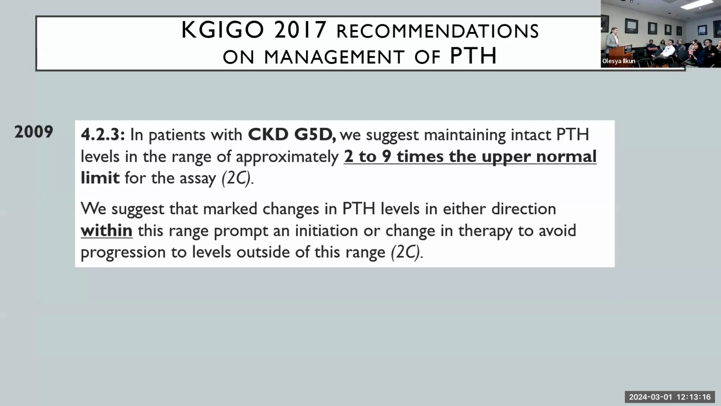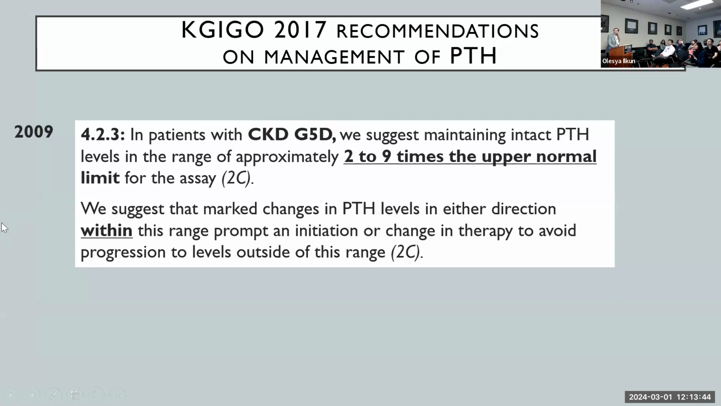What does KDIGO recommend? There are multiple recommendations from KDOQI and KDIGO regarding management of PTH and all the other factors in CKD G5D, this is end-stage kidney disease. It's not only for that, but for the fellows, we are maintaining intact PTH in the range from 2 to 9 times the upper normal limits for the assay.